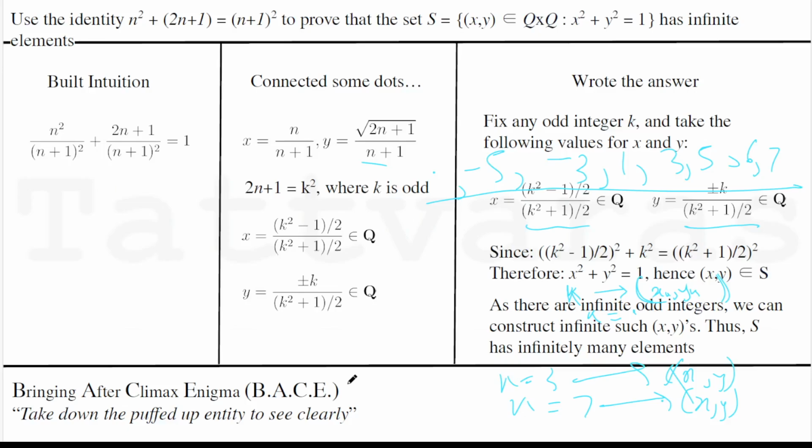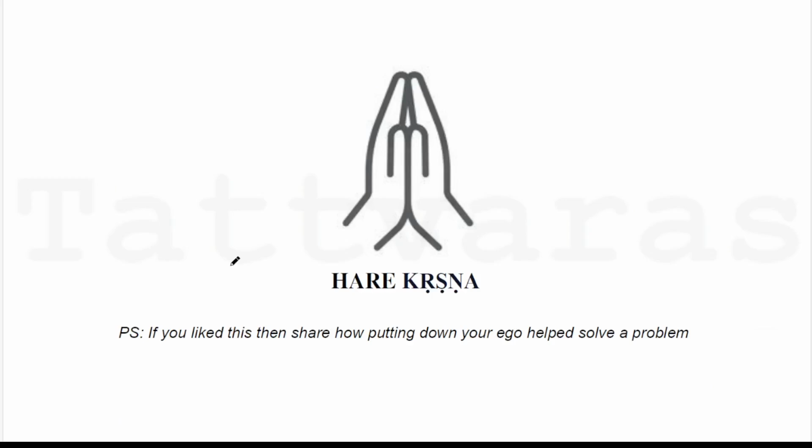Some base to build your base is, when in doubt, take down the puffed up entity to see things clearly. In this case, our puffed up entity was n plus 1 whole square. This was perhaps something in the hint that was stopping us from making the hint more usable. But the moment we took it down as the denominator, we could see the hint much more useful. And if you like this, then do share how putting down your puffed up ego helps solve a problem in your life or someone else's life. It usually does. Putting down ego usually does it.